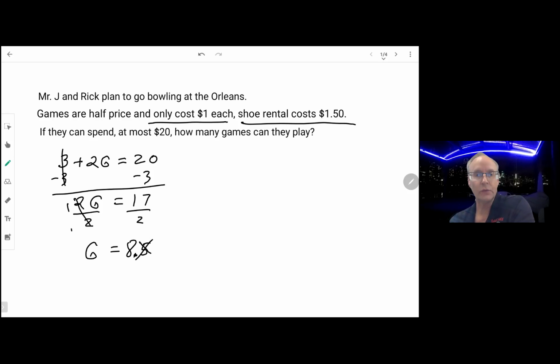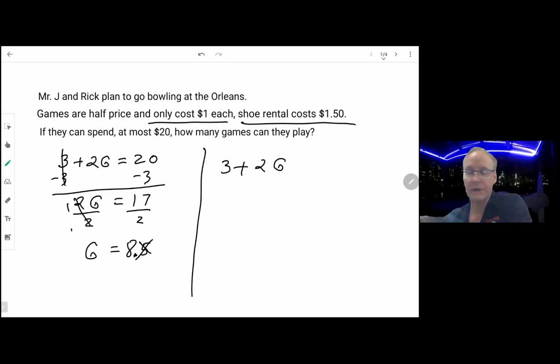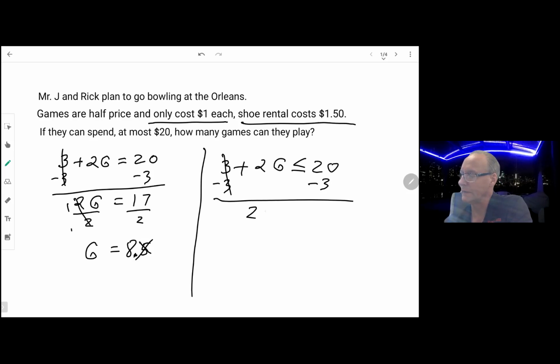Now, the difference is when you do an inequality, it looks very similar. It's going to be 3 plus 2G, and this is the amount of money that we spend based on the number of games we play. And we want it to be less than or equal to $20. Now we can solve this inequality by subtracting 3 from both sides, which is still acceptable. We solve inequalities similar to the way we solve equations. And then we divide by 2. And this is a different situation.